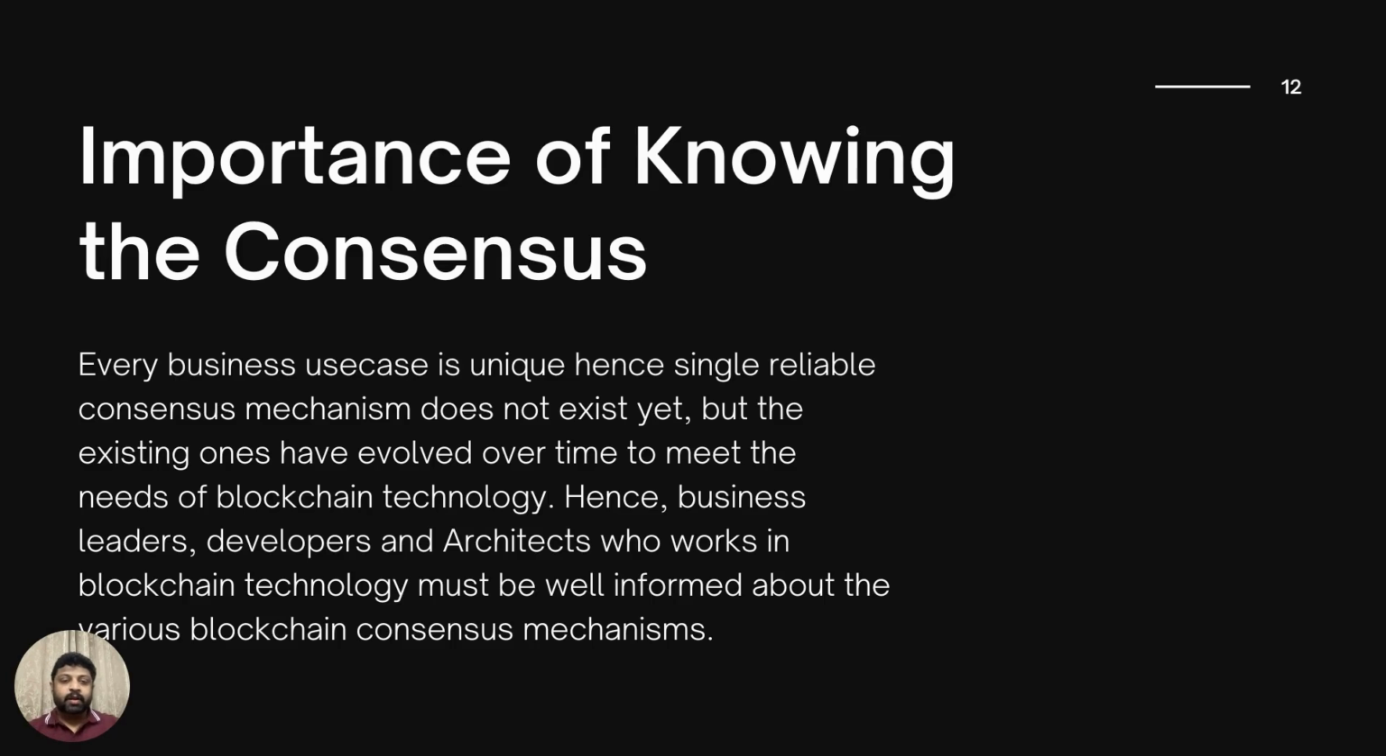Now that we have seen 9 different types of consensus mechanisms, let's understand the importance of knowing them. See, every business use case is unique. Hence, a single reliable consensus mechanism does not exist yet. But the existing ones have evolved. Like we saw, proof of stake has evolved into delegated proof of stake and much more.